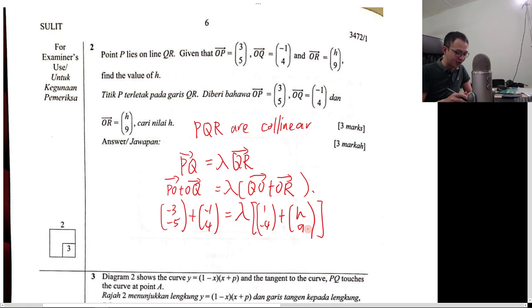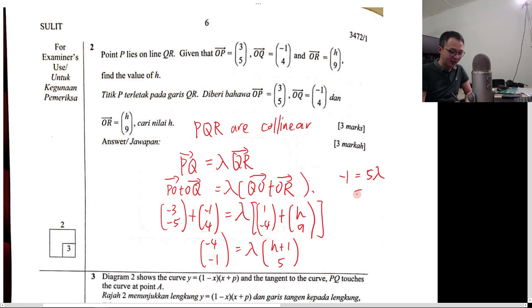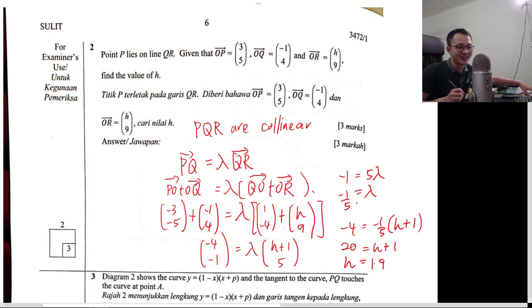Now we just need to solve this equation. Here I will get -4. This one will give me -1 equals lambda, here should be H plus 1, here should be 5. So I will use the j value to get lambda. -1 equals 5 lambda, so lambda equals -1 over 5. Then I can get H: -4 equals -1 over 5 times H plus 1. Multiply, you get 20 equals H plus 1, so H equals 19. I find this answer very weird.